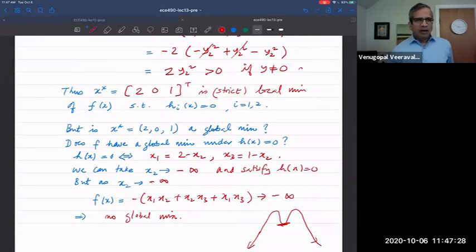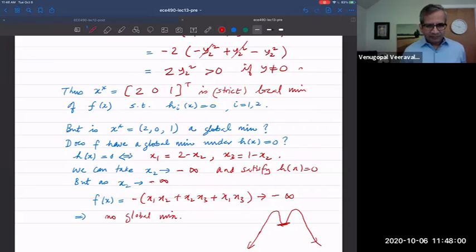So actually, you might also want to think about whether this has a global max. Maybe think about whether you can construct a sequence of vectors x whose magnitude goes to infinity, and if you can make the function also go to infinity, then it won't even have a global max. Actually, this function has neither a global max nor a global min.